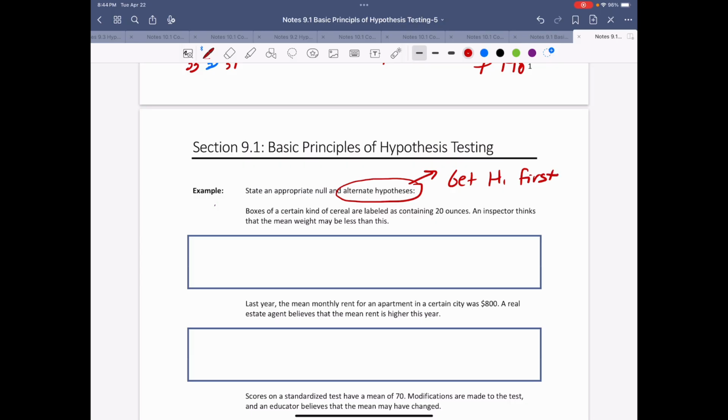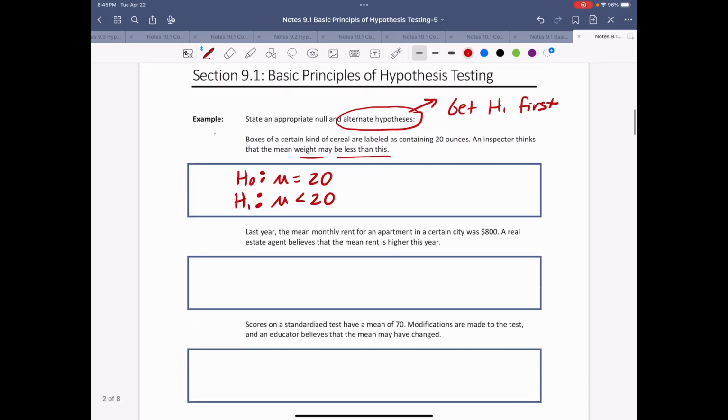All right, look at this problem. It says boxes of a certain kind of cereal are labeled as containing 20 ounces. An inspector thinks that the mean weight may be less than this. This is your H1. So the inspector thinks mu might be less than 20. H0 is no, mu is 20. Notice that the numbers are always the same. H0 is always mu equals something. H1 is one of your alternates, but it's all the same number. And this is a left-tailed test.